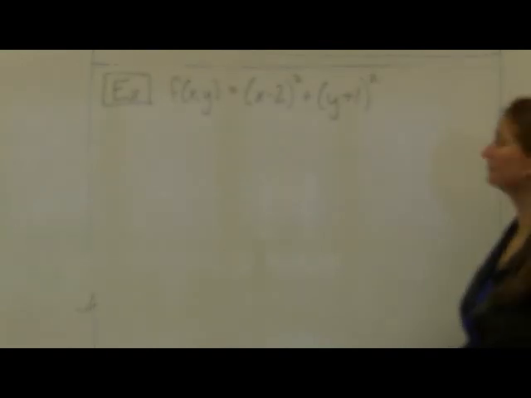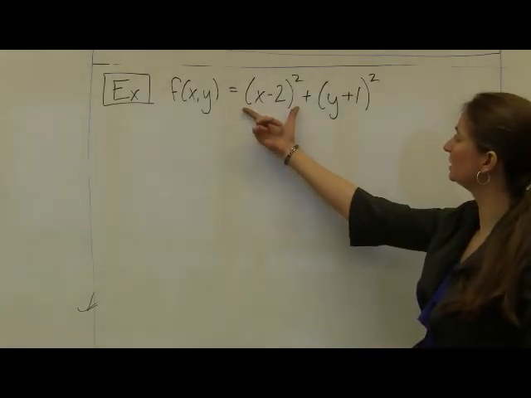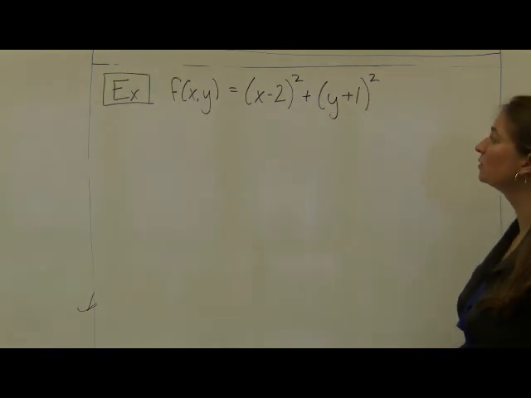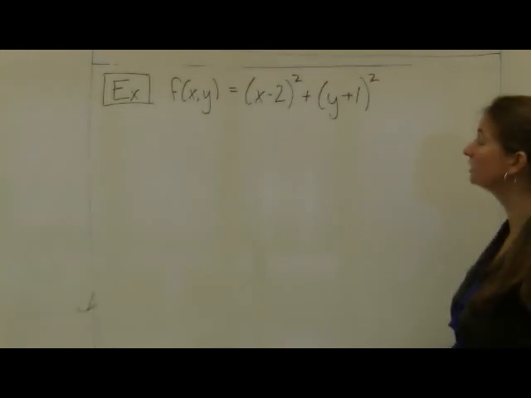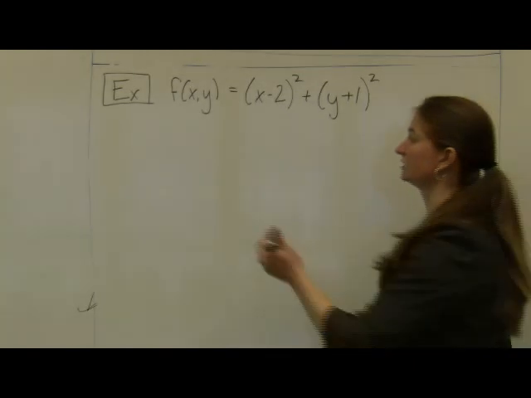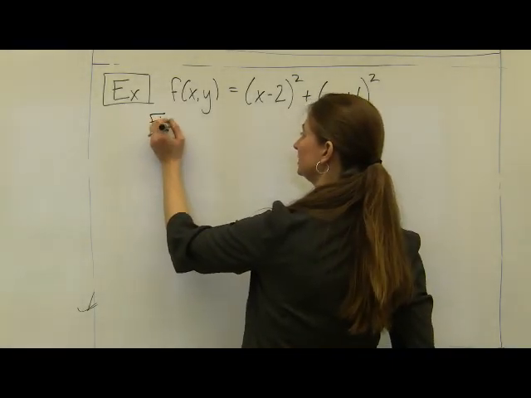So let's look at an example. Let's say that we're given a function f(x, y) equals (x - 2) quantity squared plus (y + 1) quantity squared. And I want to evaluate what are the critical points of this graph. As we saw before, the only way to find critical points would be by first finding partial derivatives.